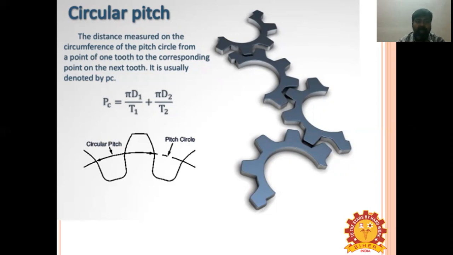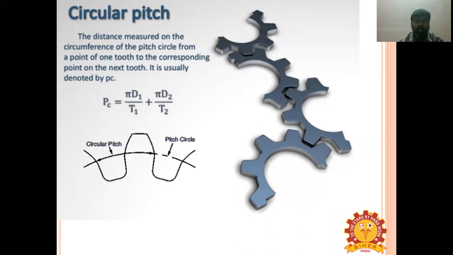It is usually denoted by PC. Then come to the clearance. What is the clearance? It is very important, and it is the radial distance from the top of the tooth to the bottom of the tooth in a meshing gear. A circle passing through the top of the meshing gear is known as the clearance circle.